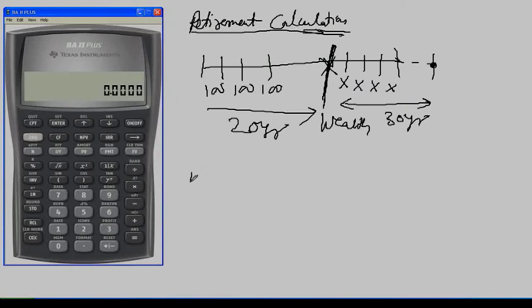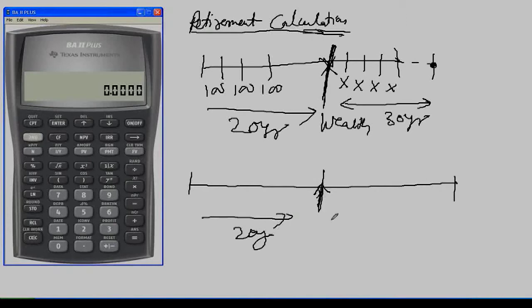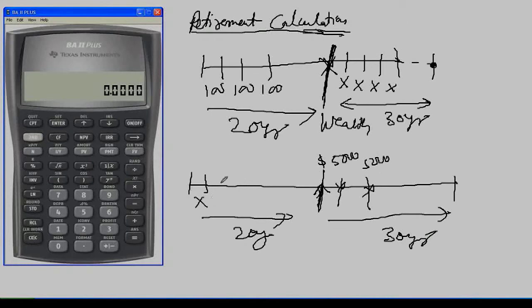Another type of question is the reverse, wherein we say that the person is thinking of retiring after 20 years, and he thinks he will be living for 30 years, and he says that if he lives the same lifestyle which he is living now, so after retirement he will require, let's say, $5,000 every month, to live. We are asking the question as to how much he should invest now, so that he can withdraw 5,000 every month.